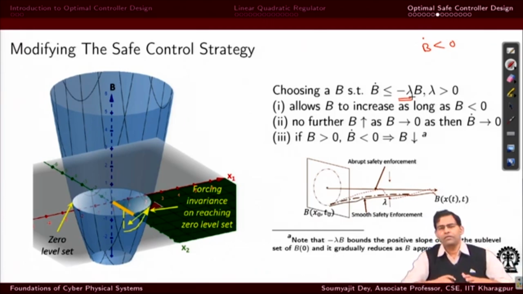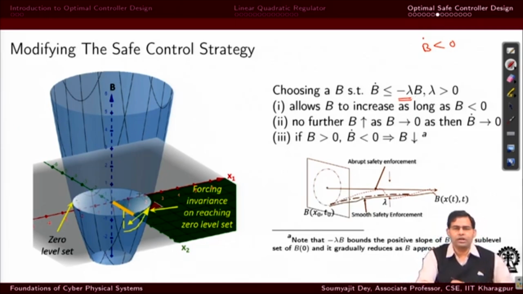So, in this way, I am constrained to be inside the safe set, and only this 0 level, I mean sub-level sets of the 0 level set of 0, is my invariant. That is what we are able to constrain here. Okay. So, suppose I did not have this, I just had b dot less than 0. What would have happened? My safety enforcement would have been abrupt. That means I may have gone like this and immediately I came down, right.